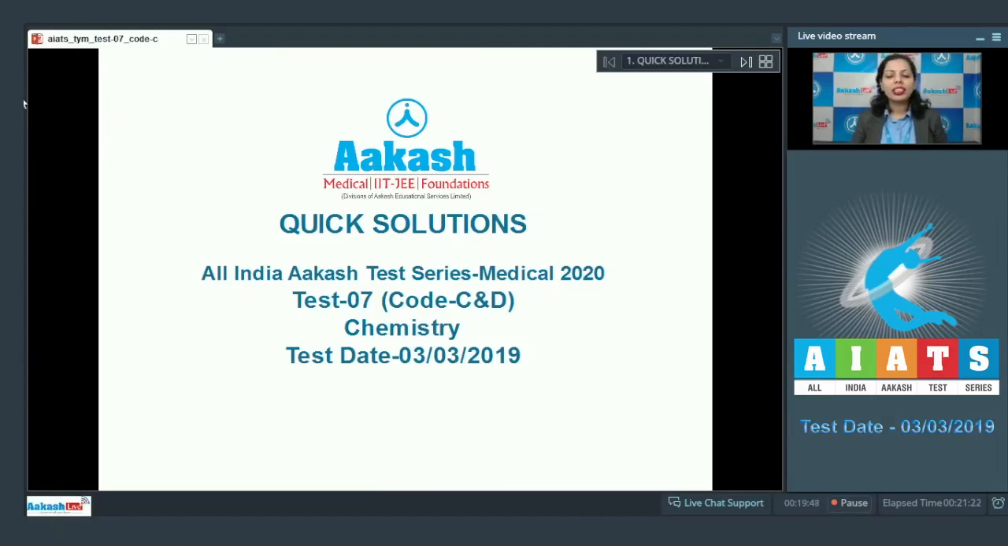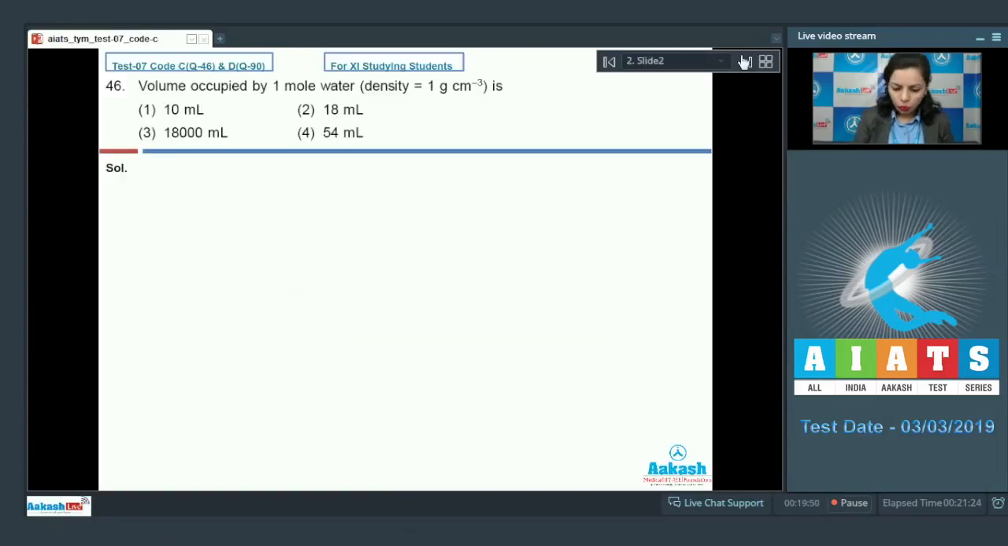Let us begin with the chemistry section of this paper, where the first question is question number 46. Volume occupied by 1 mole water. Its density is also given, that's 1 gram per centimeter cube. It means in this case you need to just find out volume. What's the relation between density and volume? Density is mass per unit volume. It means volume is equal to mass upon density.